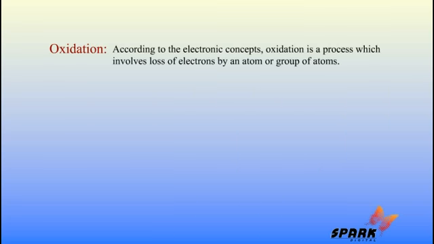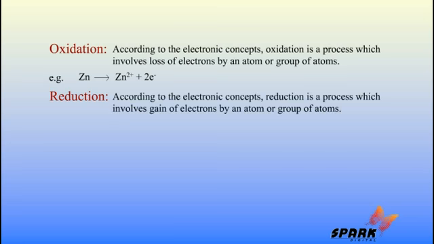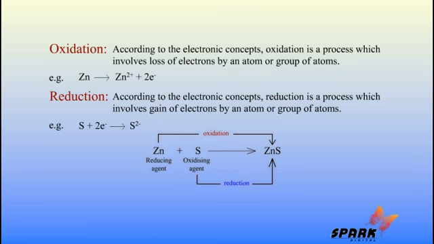Oxidation. According to the electronic concepts, oxidation is a process which involves loss of electrons by an atom or group of atoms. For example, zinc ion is formed from zinc atom. Reduction. According to the electronic concepts, reduction is a process which involves gain of electrons by an atom or group of atoms. For example, sulfide ion is formed from sulfur atom. Combine it to get the formation of zinc sulfide.